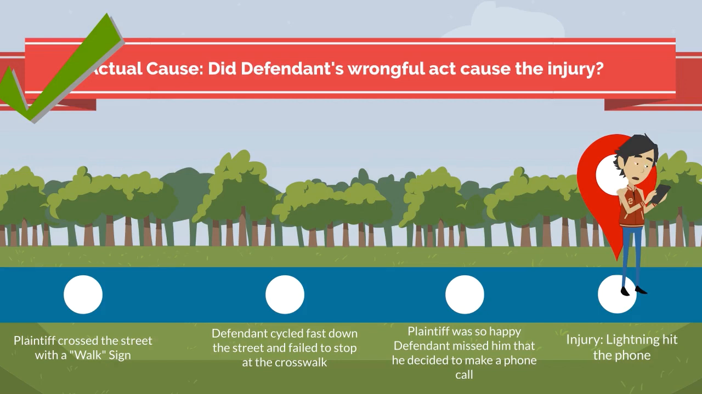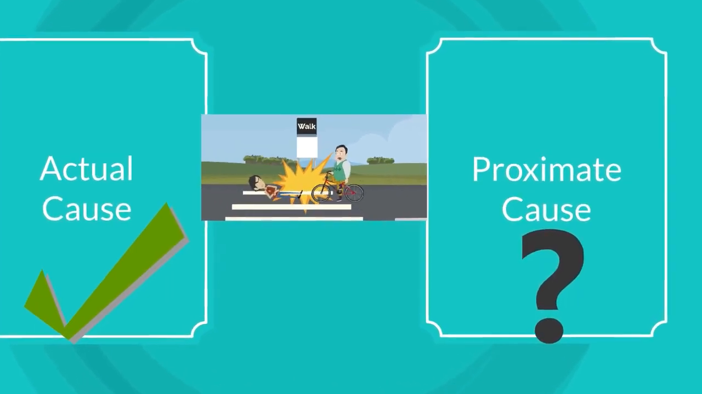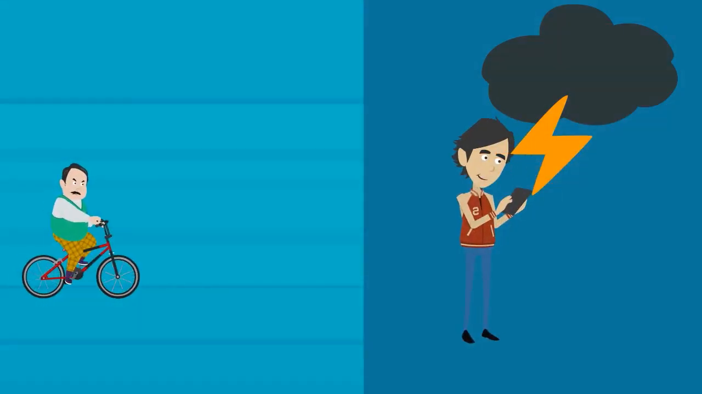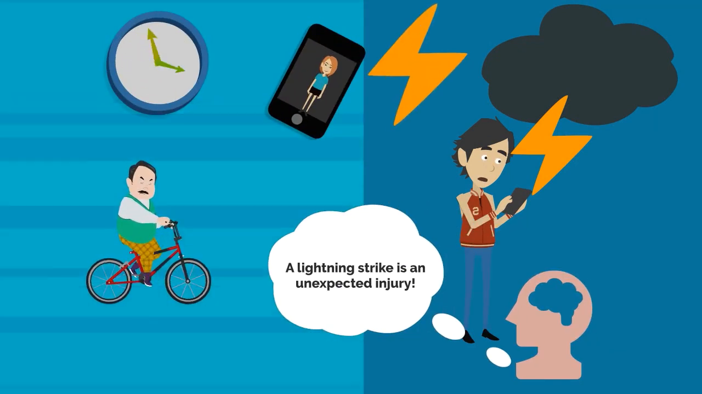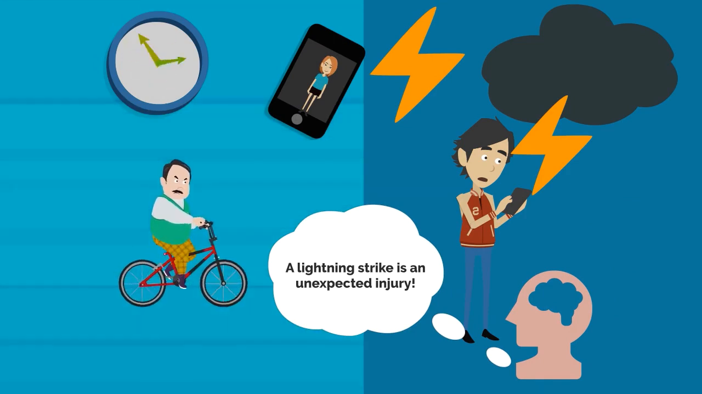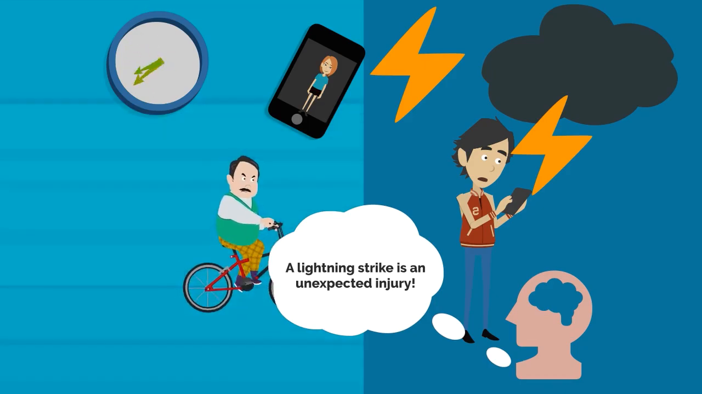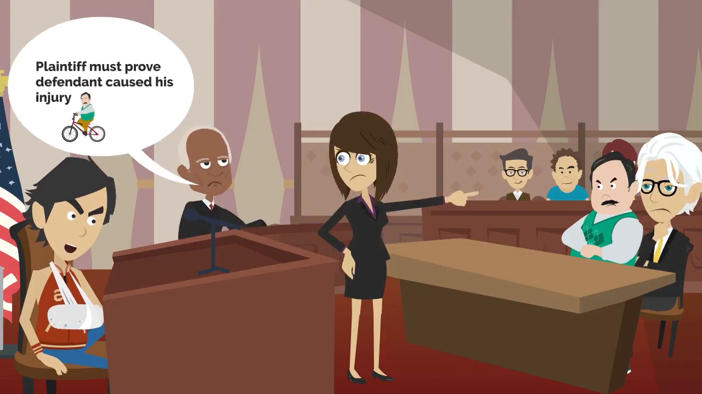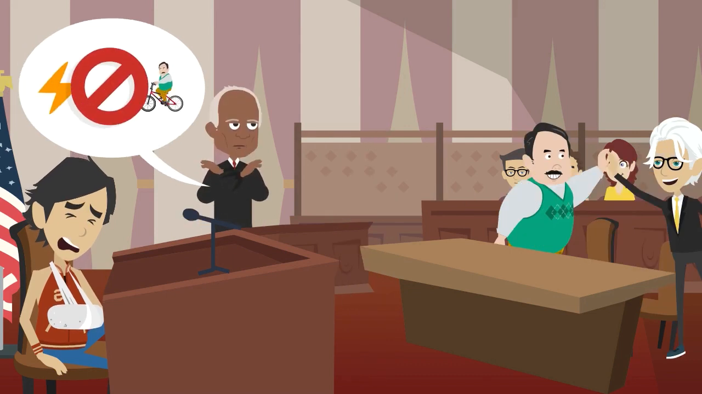As a result, there seems to be a strong argument that Pete can prove that Dudley was the actual cause of his injury. But was Dudley's carelessness the proximate or legal cause? That seems to be unlikely. There was a whole series of events that led to Pete getting hurt, and a lightning strike to a phone is just not logically connected to a defendant riding carelessly with his bicycle. As a result, when it comes to proving causation, a court will likely reject Pete's case because Pete can't prove that Dudley's actions were the proximate cause of his injuries.